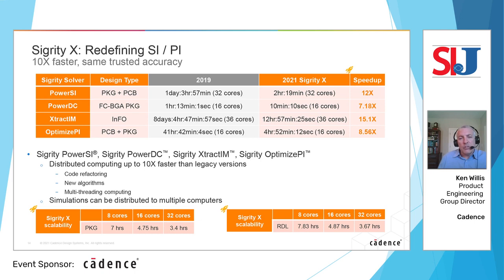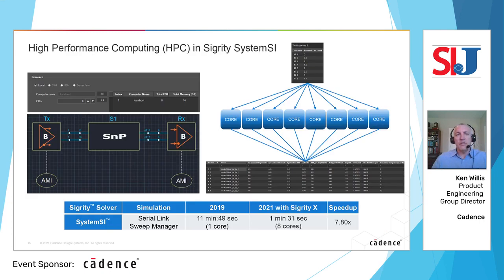The Sigrity X approach is also scalable. So in addition to being able to use multiple cores on your machine, you can also use multiple cores across multiple machines on your network. So just as you'd expect with a parallel architecture like this, the more cores that you can throw at these problems, the faster you'll get results. In the tables below, you can see this scalability where the execution time based on the number of cores continues to drop. System SI also directly benefits from the high-performance computing architecture.